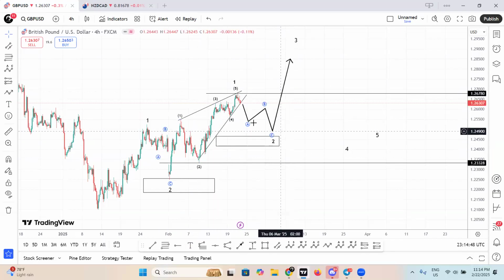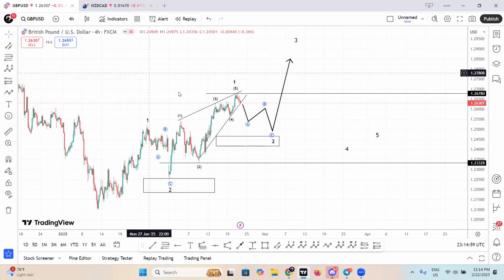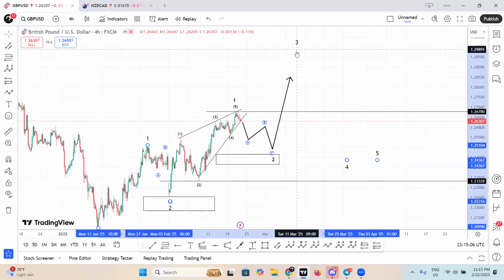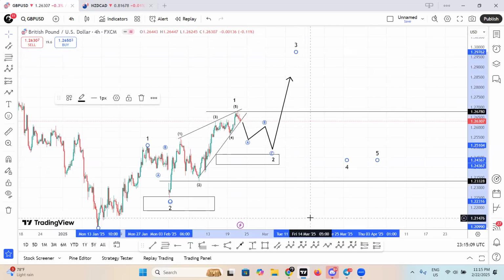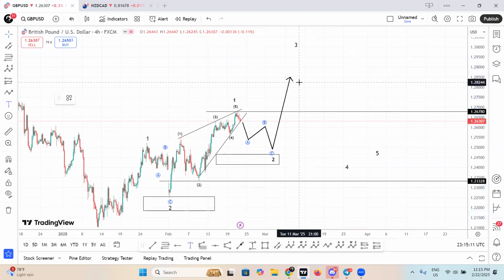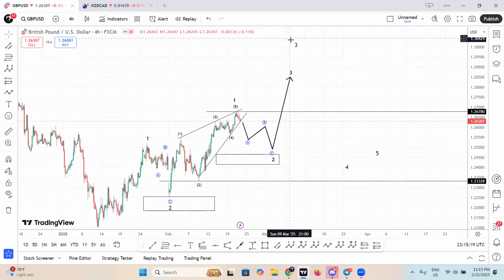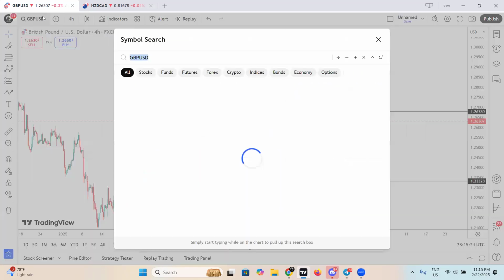So what do we expect next week? Also on this particular pair, we expect an ABC correction, the same way it is on Euro USD, the same way it is on GBP USD. So this is what we expect, a correction to the downside. And after the correction, we will be going up for minute wave 3 of minor wave 3. This is the minor wave 3. This is the minute wave 3. So this is what we are expecting on GBP USD next week.